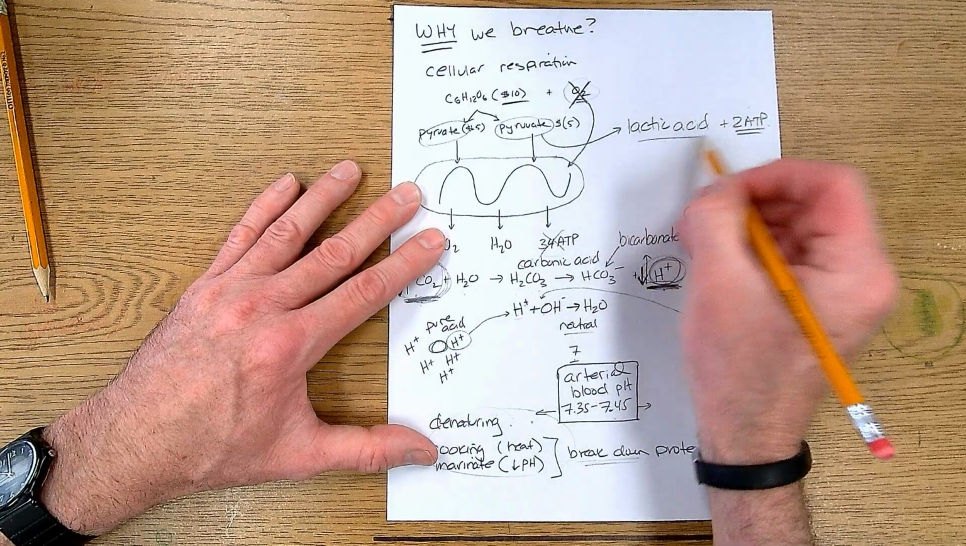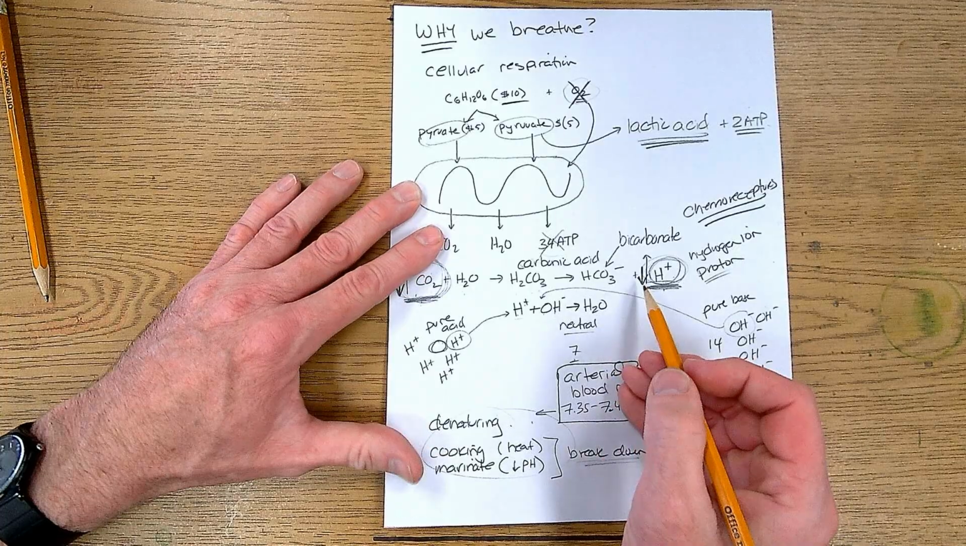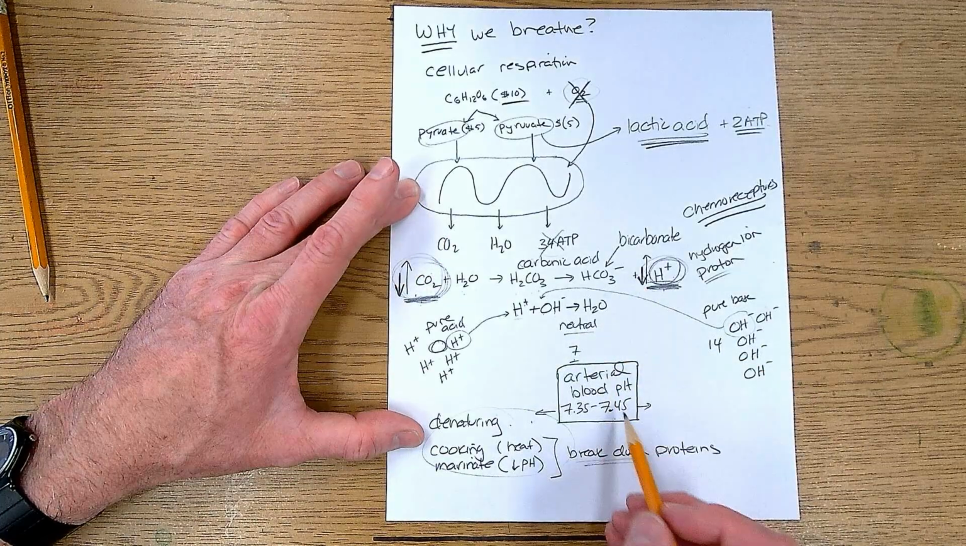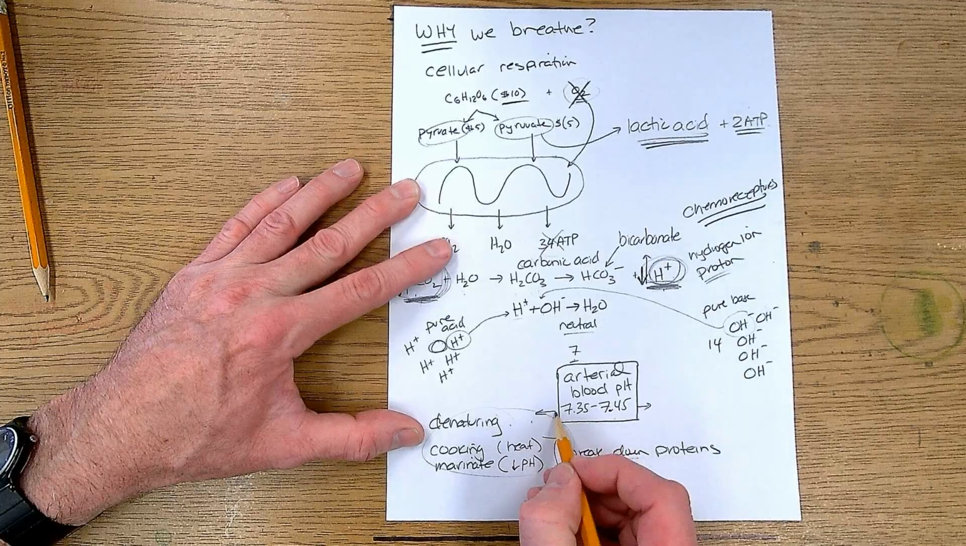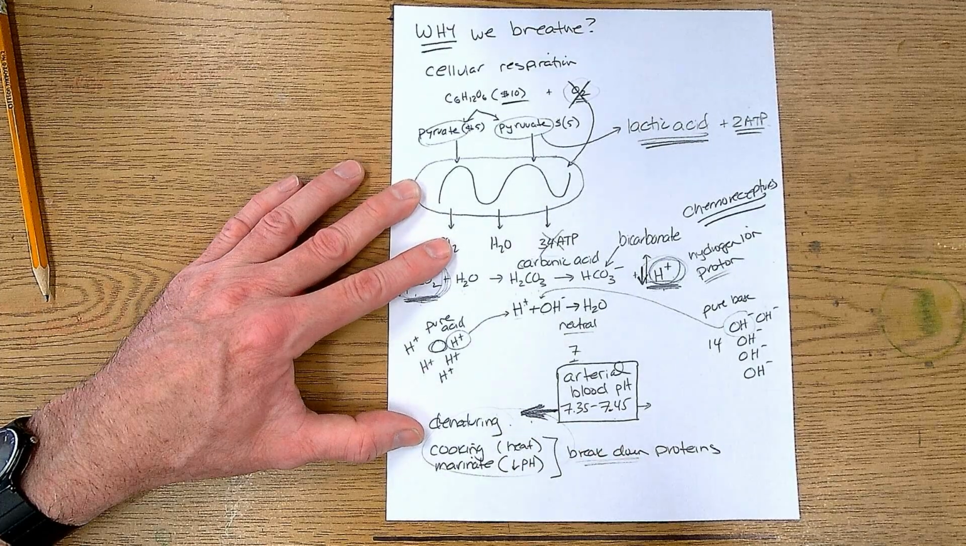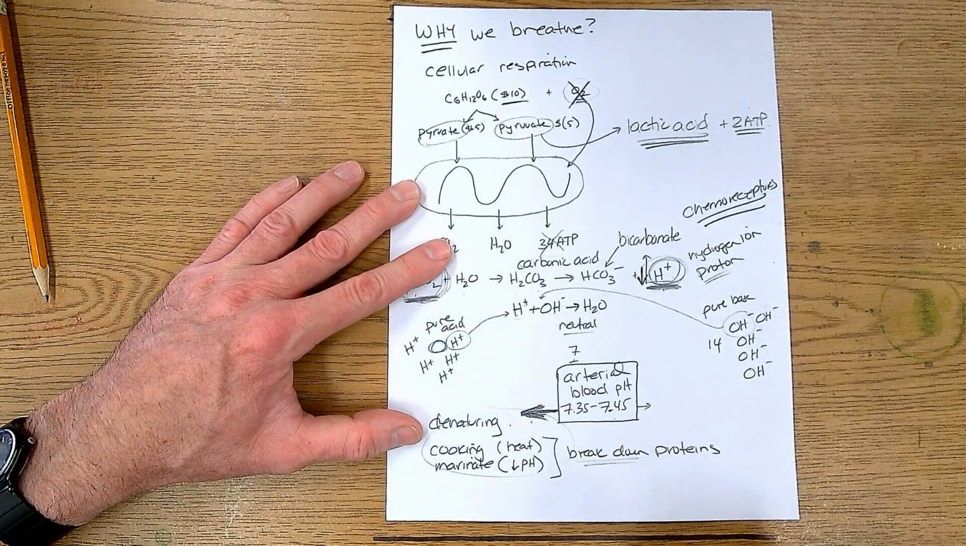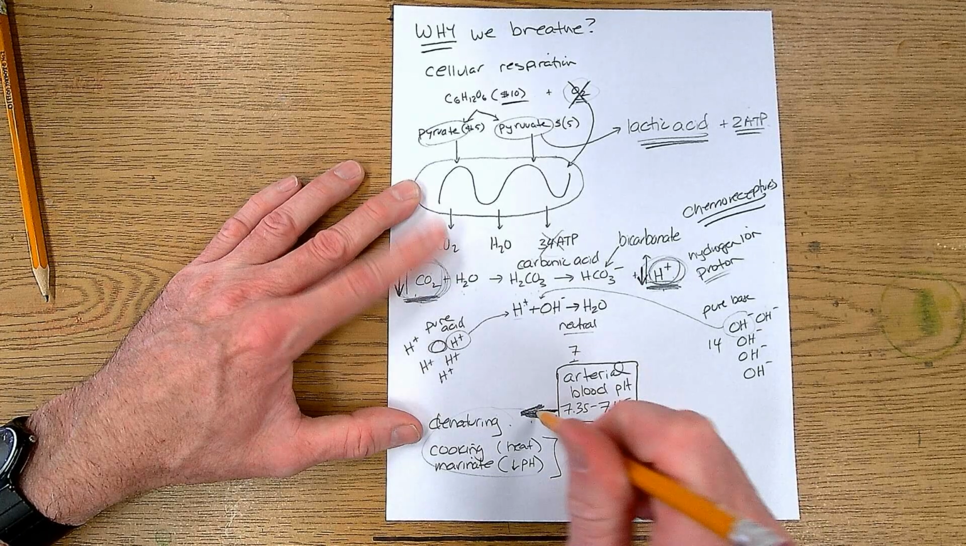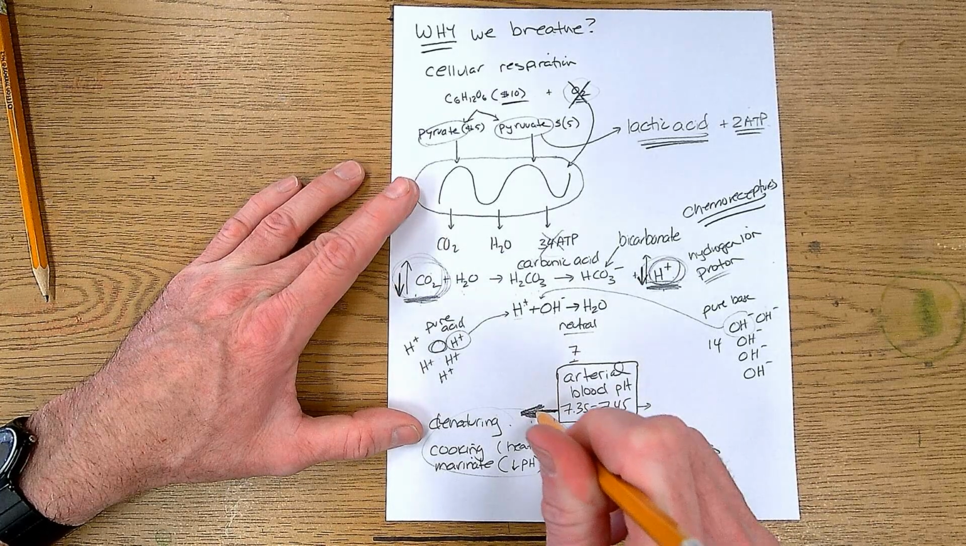$10 of glucose is getting transformed, the energy is getting extracted, and you're getting 2 ATP as a result. But you're also getting lactic acid, which is going to further drive your pH down from 7.35 to 7.45. You're dropping your pH, okay? And this, again, is why we breathe. When pH drops, we need to get rid of CO2.